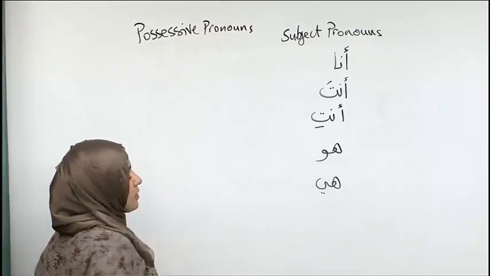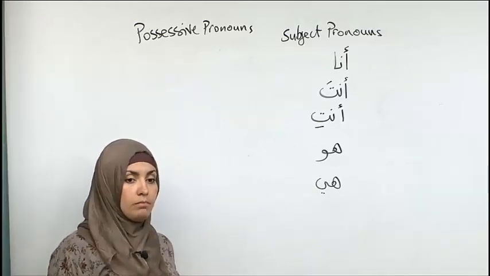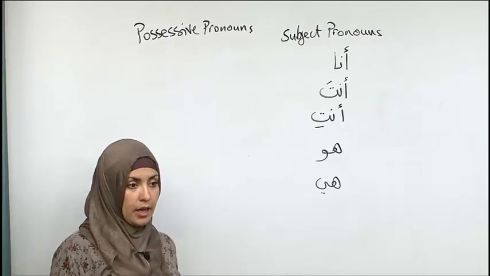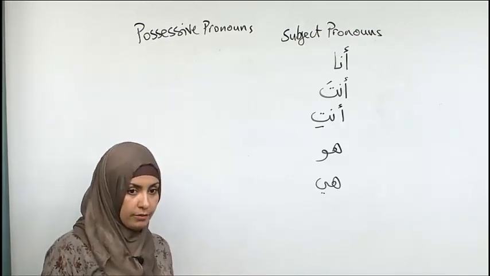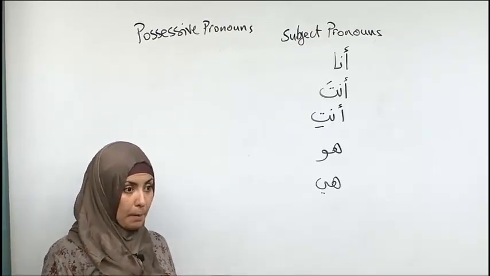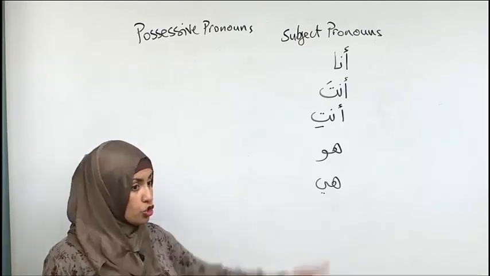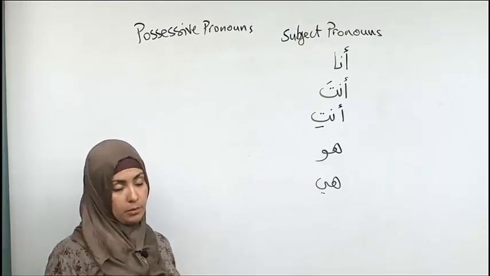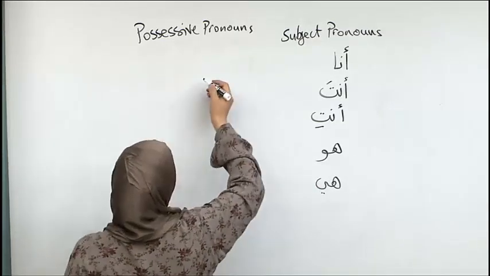So for example, you can say ana Raja. In English you would say I'm Raja, right? Or I'm Jamie, or I'm Joseph. Okay? But to say my name is, my is a possession. Alright? So you do not use any subject pronouns. And possession in Arabic happens at the end of words.